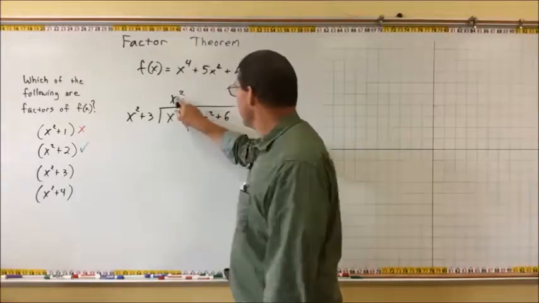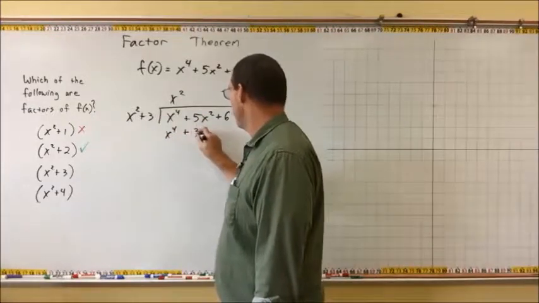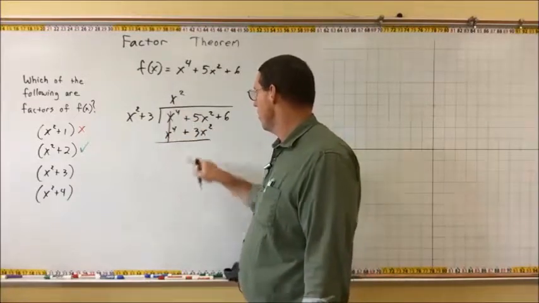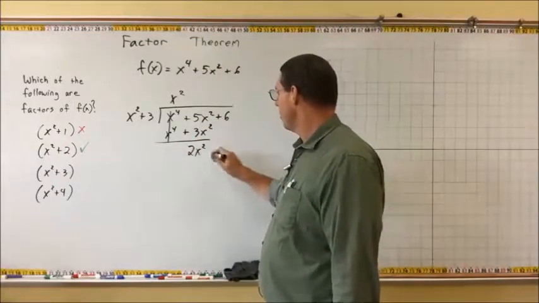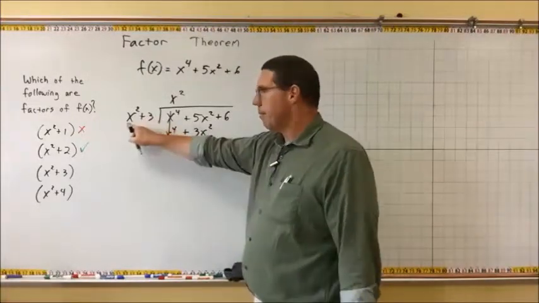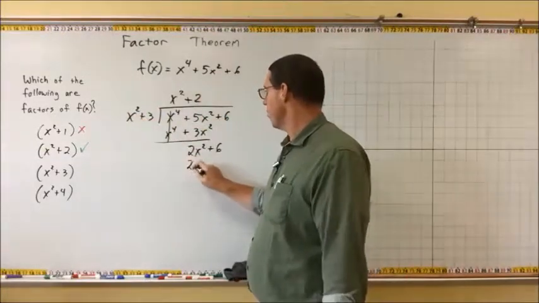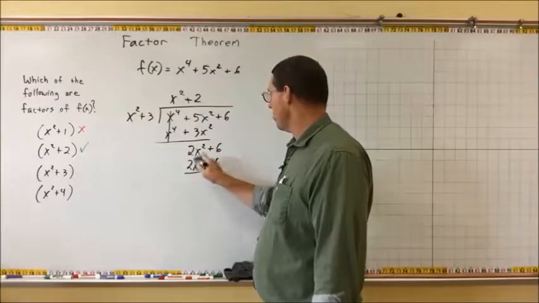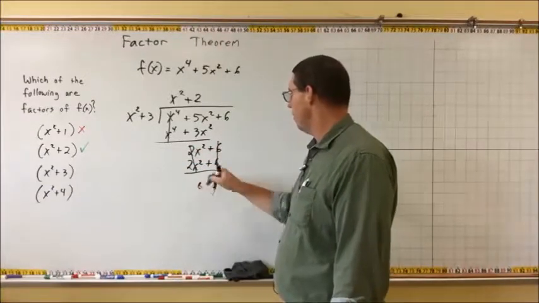All right, now, what's x squared times x squared? X to the 4th. What's x squared times 3? 3x squared. Now we'll subtract. X to the 4th minus x to the 4th cancels. 5x squared minus 3x squared is 2x squared. Bring down the plus 6. Good. And now, what's 2x squared divided by x squared? Positive 2. 2 times x squared is 2x squared. 2 times 3 is 6. And 2x squared minus 2x squared cancels. 6 minus 6 cancels. And we have a remainder of 0.